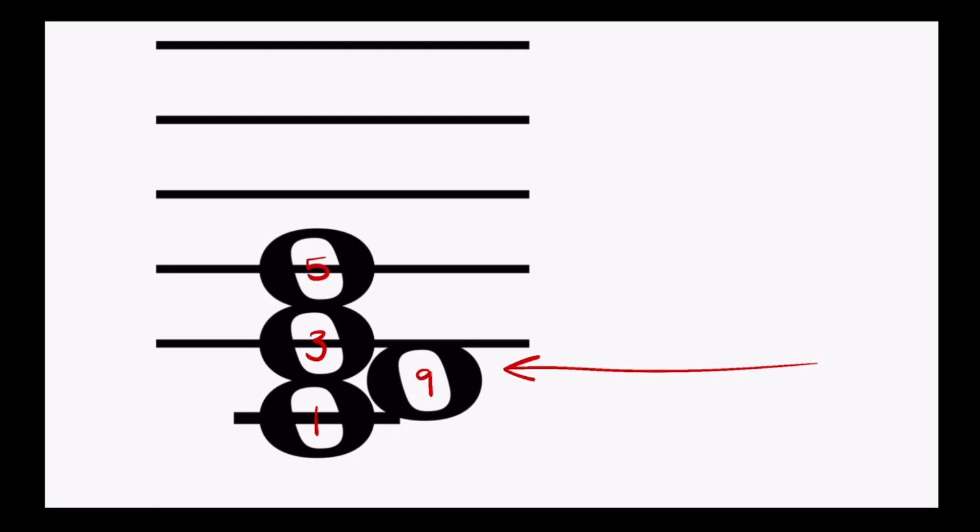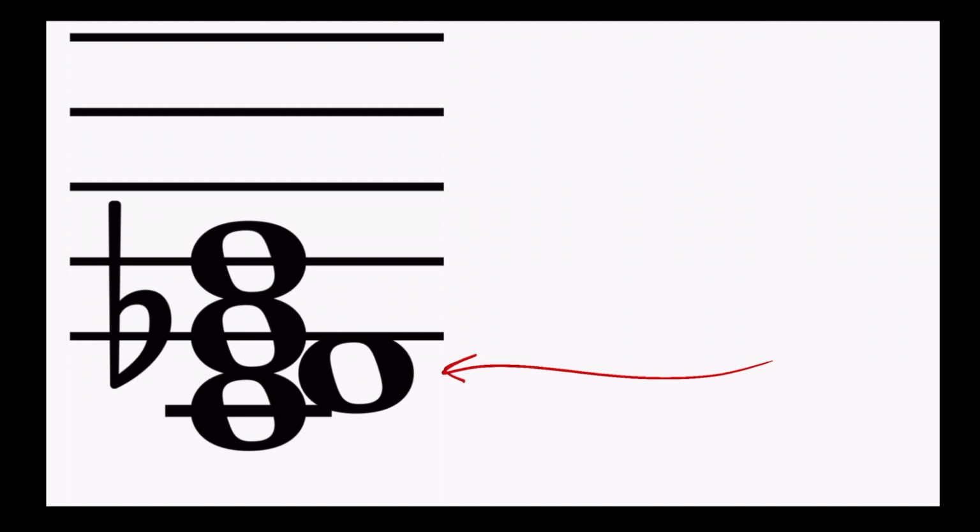We also do the same thing if we're doing it to a minor chord. So C minor add 9 would become C, D, E flat, G.